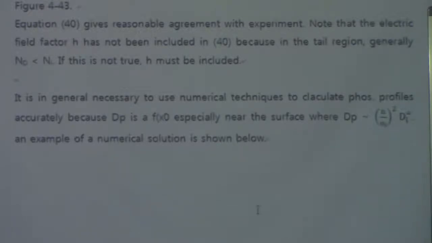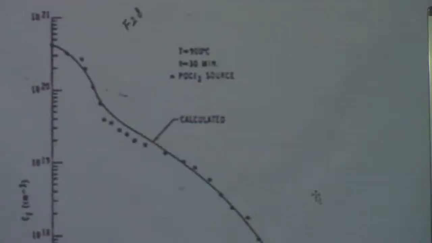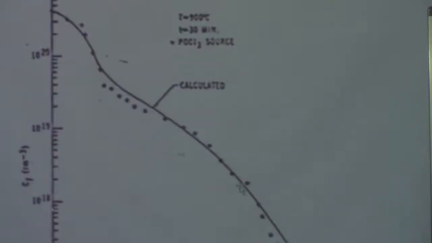So we have to use the numerical technique, which is simple using the computer, but we want to understand the physics behind this, so that we have this argument, all right? And the summary of the diffusion profile of the phosphorus can be shown like this.